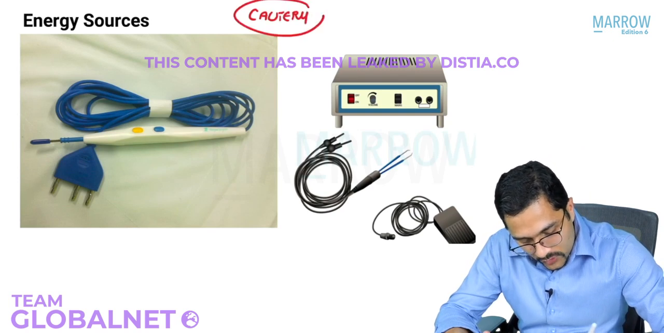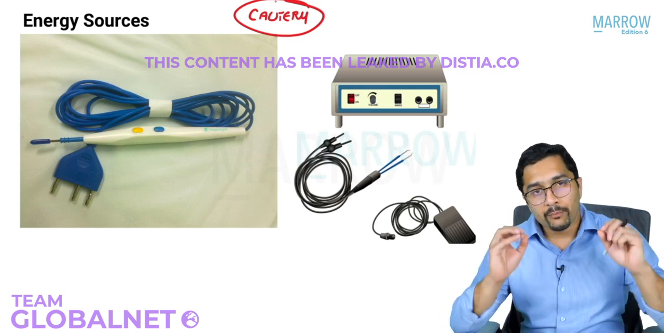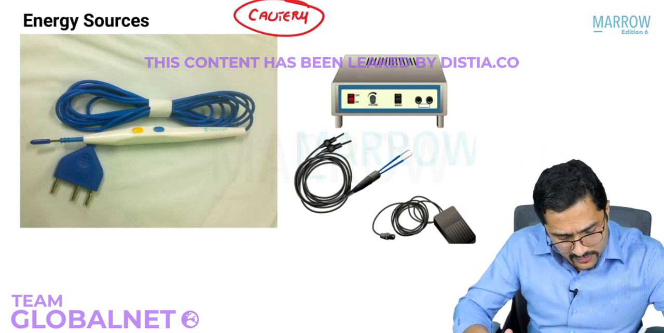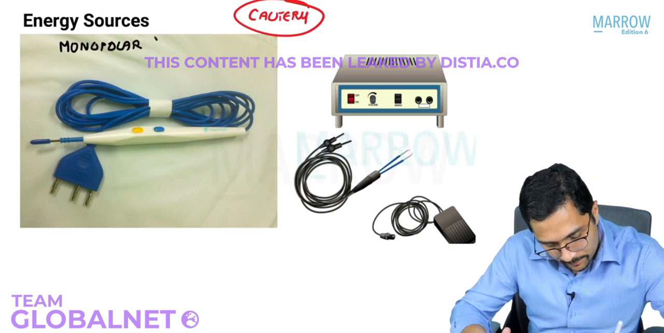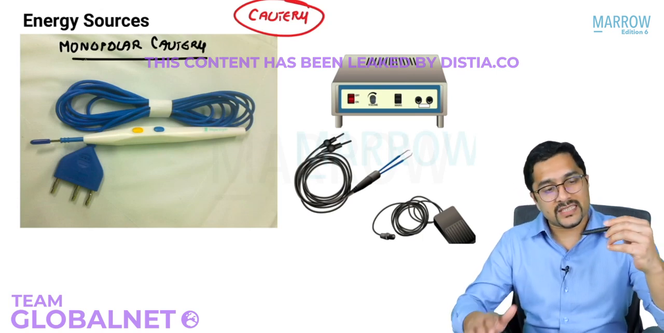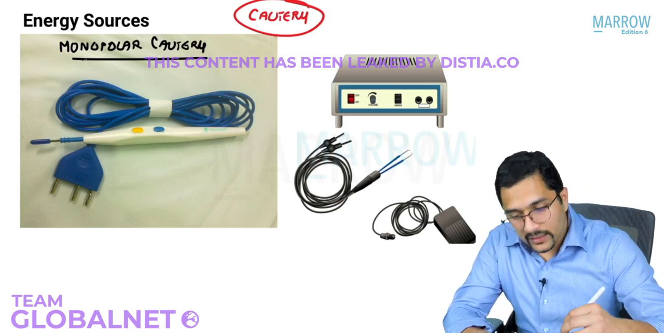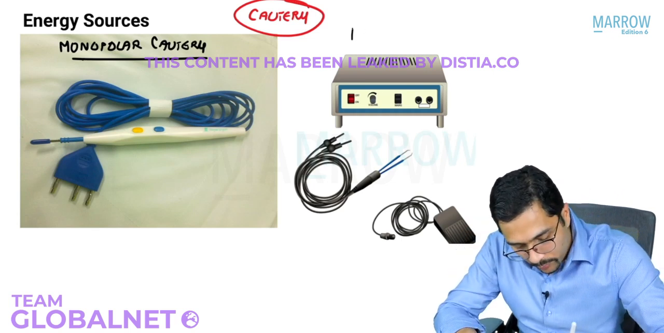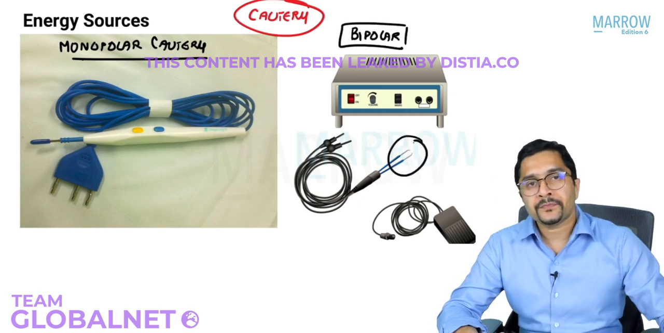Electrocautery, or cautery, is the most commonly used energy source, and there are two types of cauteries which you should know about. Both these images have been asked multiple times in the exam. This one here is a monopolar cautery. This monopolar cautery looks like a pencil. You must have seen, when you'd gone to the OT, a surgeon holding a pencil-like thing. That is the monopolar cautery. And the one which looks like prongs is a bipolar cautery.